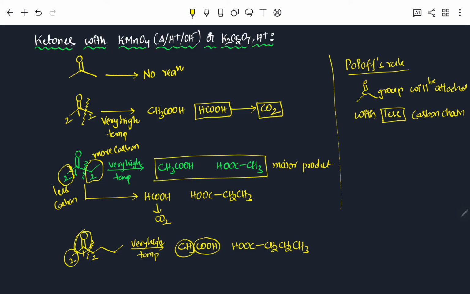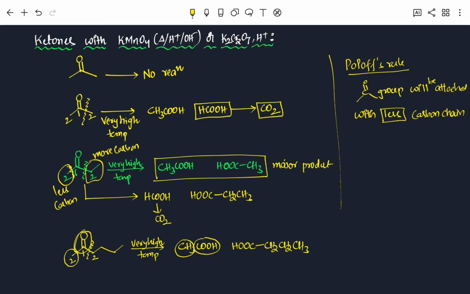So generally we do not consider oxidation for ketones. If it is in the question, based on the question, we have to understand if it undergoes oxidation, what are the products. Then we have to do the oxidation. Otherwise, no reaction. If they're asking what the products are, then write the answer according to Popoff's rule.